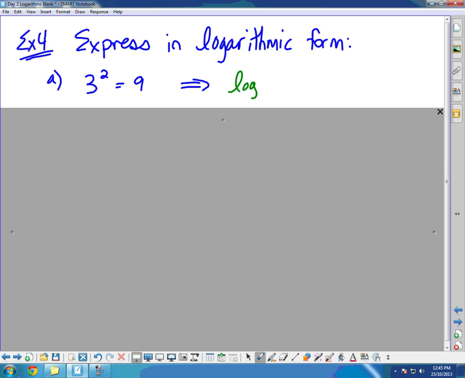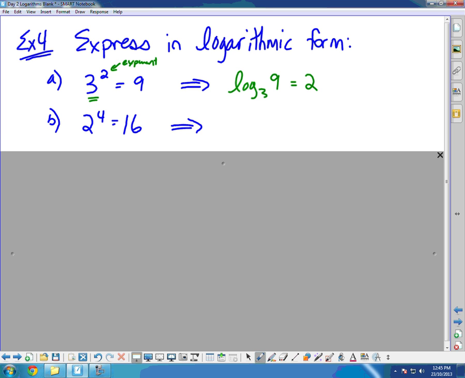Well, we say it's log, and then the base is right here, so the base is 3, so the 3 goes here. We know that logs are exponents, so the exponent is 2, and then the answer part, the 9, goes right there. You can double check. Log 9 base 3 asks, what exponent do I put on 3 to get 9? And we know the answer to that question is 2.